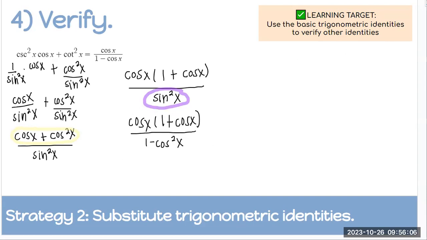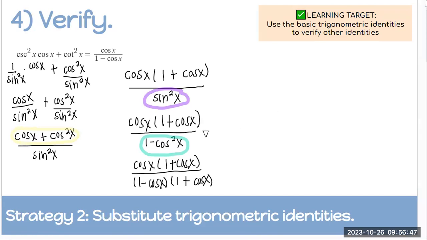Let's factor the denominator, since that is a difference of squares. This is 1 plus cosine times 1 minus cosine. Do you see where it's going now? We're setting up these two factors for the difference of squares. The square root of 1 is 1. The square root of cosine squared is cosine. And for difference of squares, one of them is plus and the other one is minus.